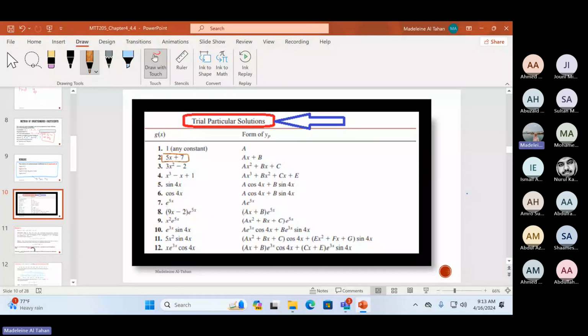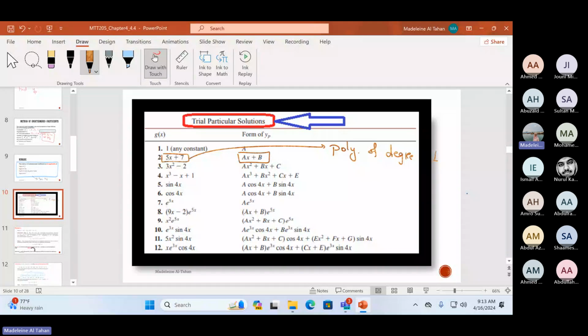Do we agree that this one is a polynomial of degree 1? Yes. Okay, so again, for g of x, the trial we will try is a polynomial of degree 1, which in general is ax plus b. If you look at this third one, 3x squared minus 2, it's a polynomial of degree 2. It means that we will take it as ax squared plus bx plus c. Again, these constants, we will learn a method to find them.